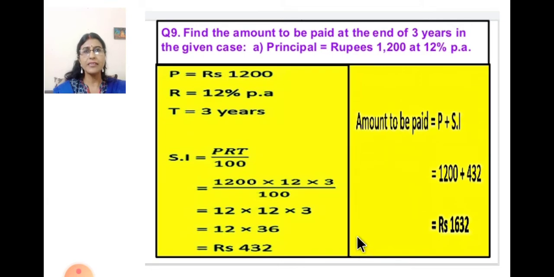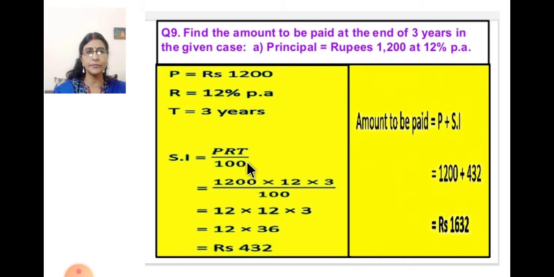Now based on this, we are going to do question number 9 of exercise 8.3. Find the amount to be paid at the end of 3 years in the given case. So first part I am showing you here. First part is principal is equal to rupees 1200 at 12% per annum. So we will write what is given in the question. Principal is equal to rupees 1200, rate is 12% per annum and time is 3 years. So we will use the formula for simple interest.